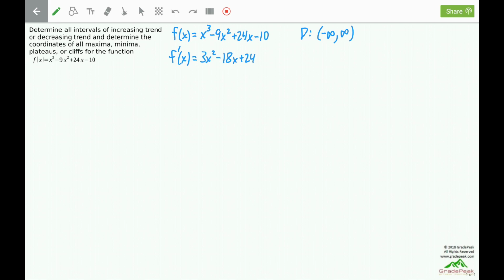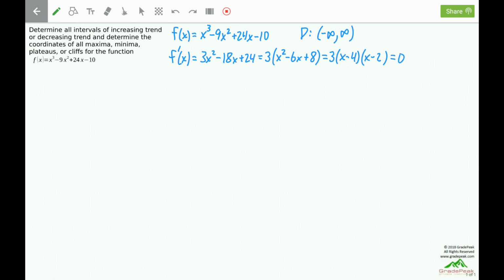We now will fully factor the derivative. There's a common factor of 3. Factoring that out, we'll leave behind x squared minus 6x plus 8, which is a trinomial quadratic, and can further factor into x and x. We need two numbers that multiply to be a positive 8 and add to be a negative 6. They need to both be negative. Negative 4 and negative 2 will take care of this.